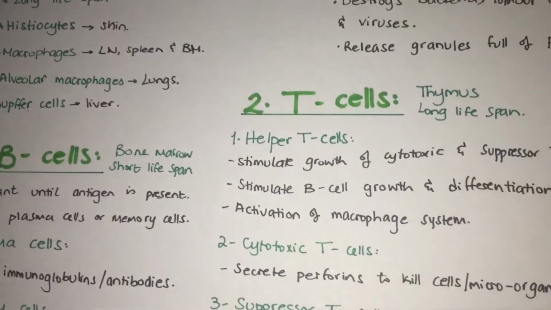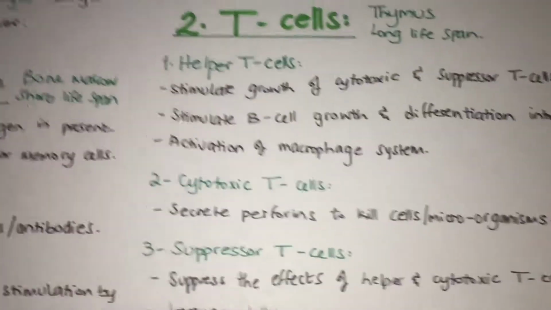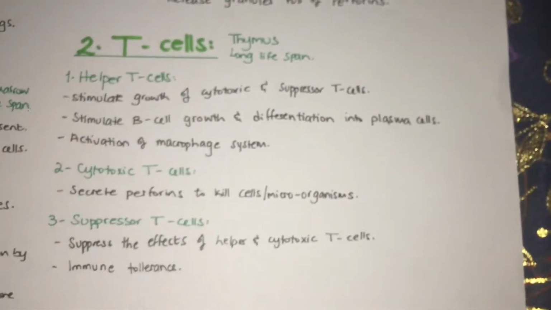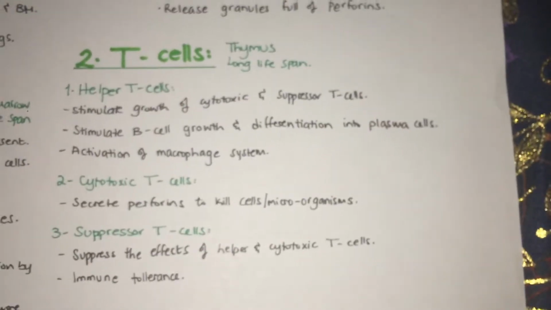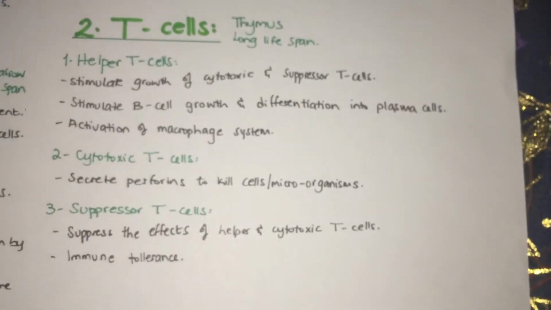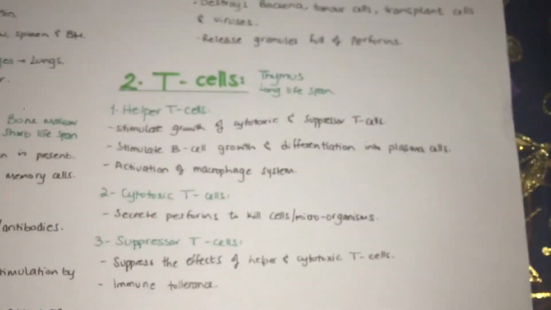So it is very important in immune tolerance because it prevents the helper and cytotoxic cells from attacking the person's own body.